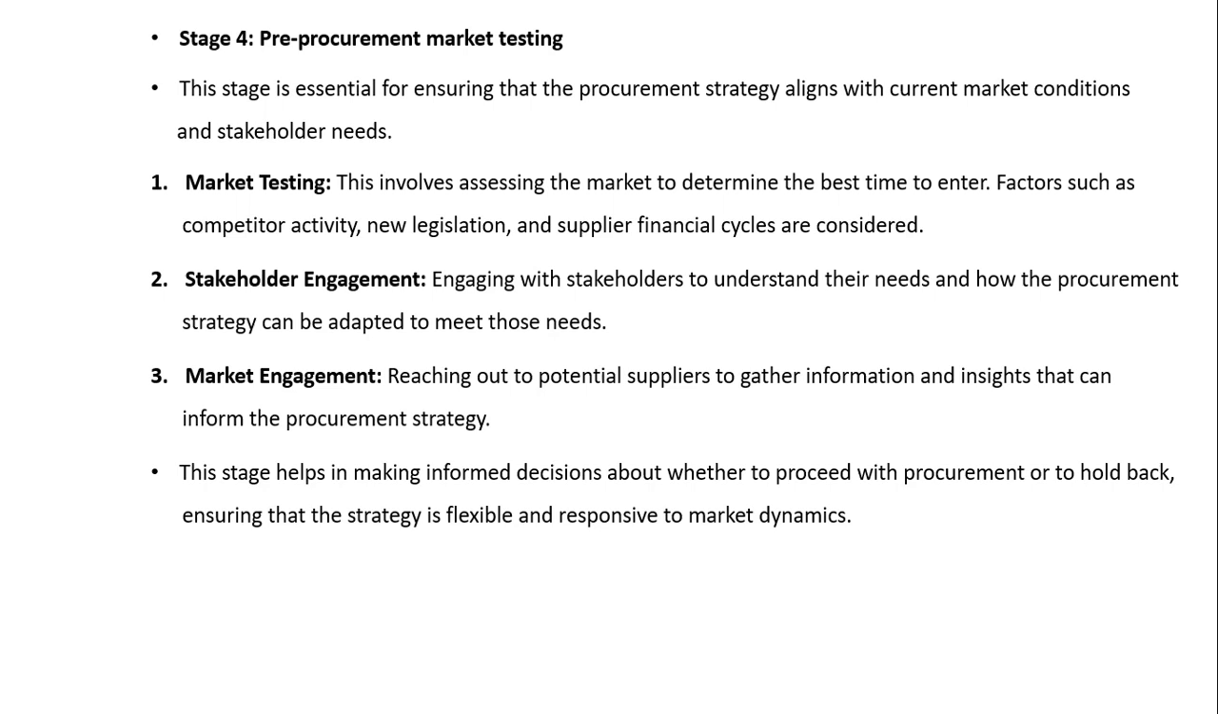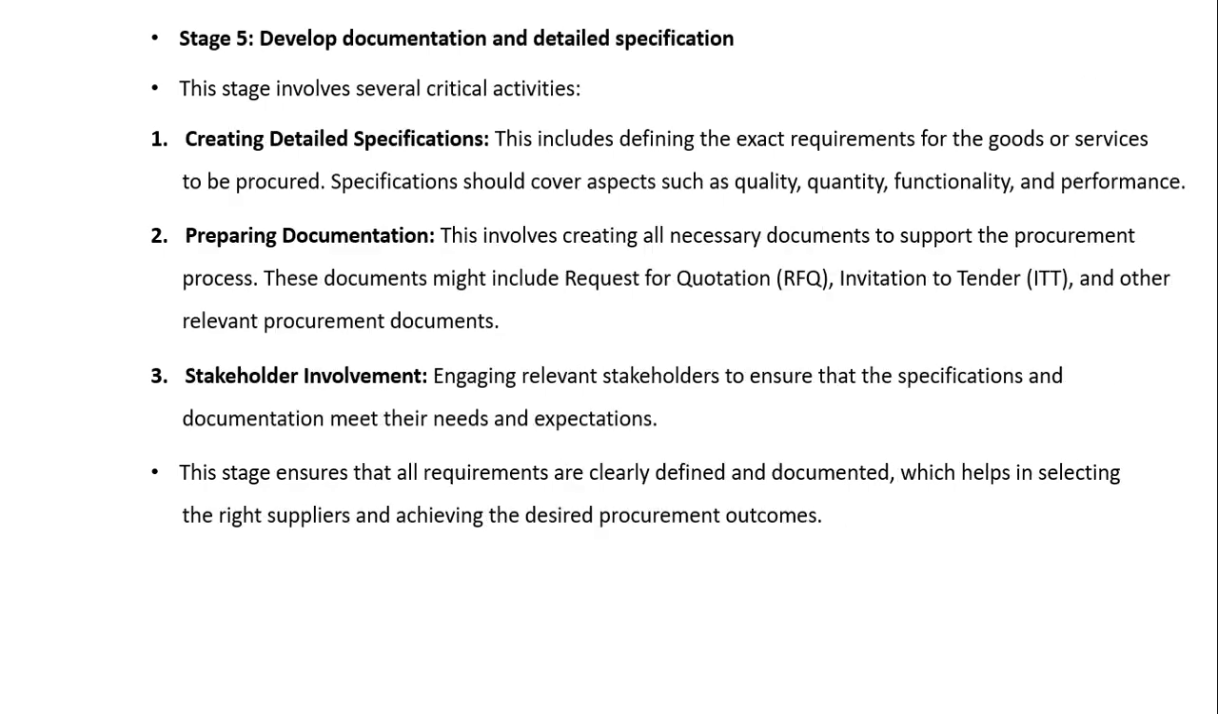2. Stakeholder engagement. Engaging with stakeholders to understand their needs and how the procurement strategy can be adapted to meet those needs. 3. Market engagement. Reaching out to potential suppliers to gather information and insights that can inform the procurement strategy. This stage helps in making informed decisions about whether to proceed with procurement or to hold back, ensuring that the strategy is flexible and responsive to market dynamics.